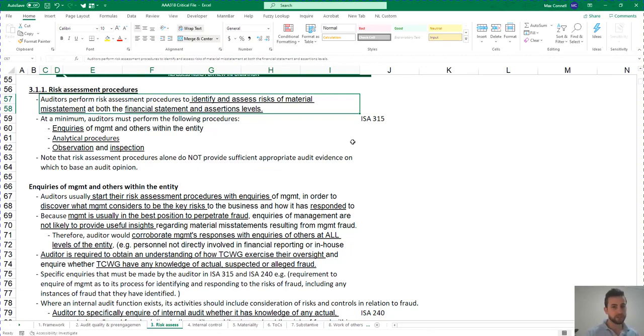We also want to test at the assertion level. Now, the assertions are certain assumptions or statements about a certain area of the financial statements. For example, valuation of inventory. Management might be saying the valuation of inventory is accurate. This is one assertion, and we need to go in and test that.